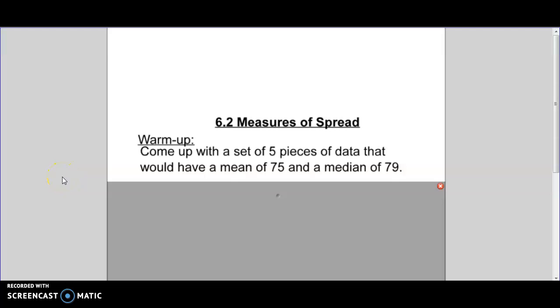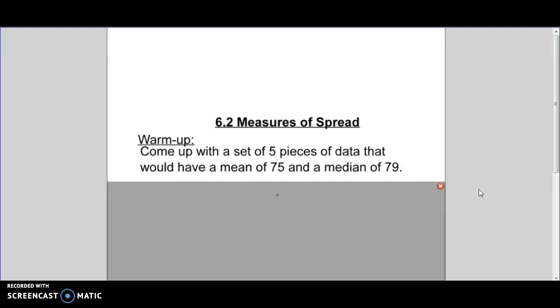All right, guys. So moving on today with the second lesson of Unit 6, we're going to be talking about measures of spread. But very quickly, before we go on to the new material, just a quick recap with the warm-up of what we did in 6.1. So 6.1 covered mean, median, and mode, or in other words, measures of central tendency.